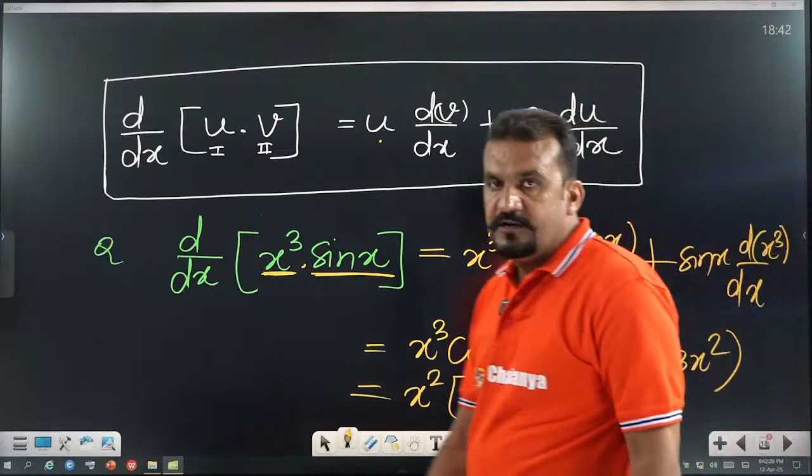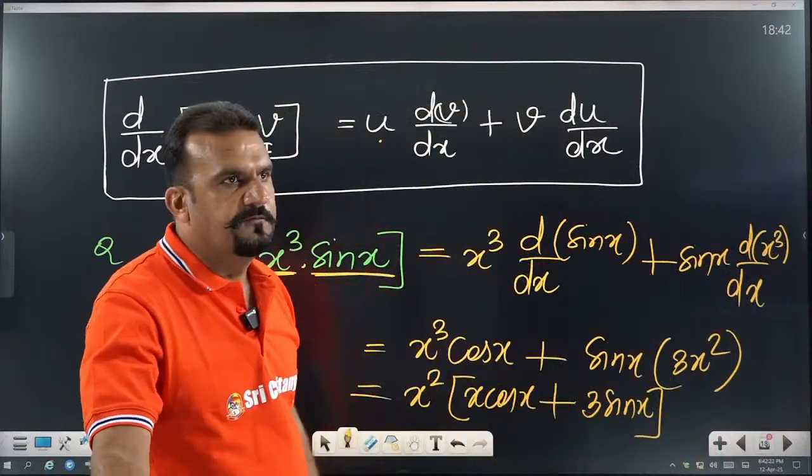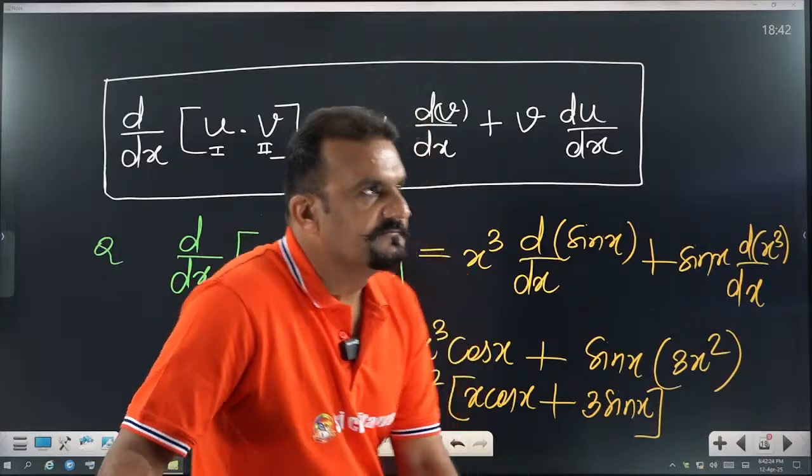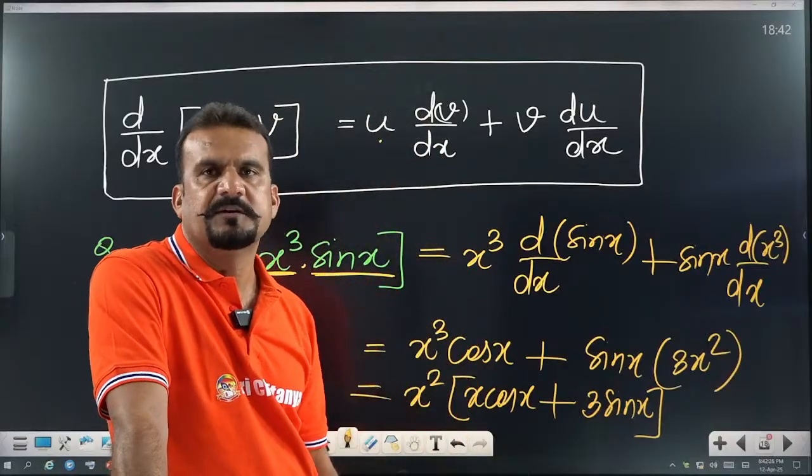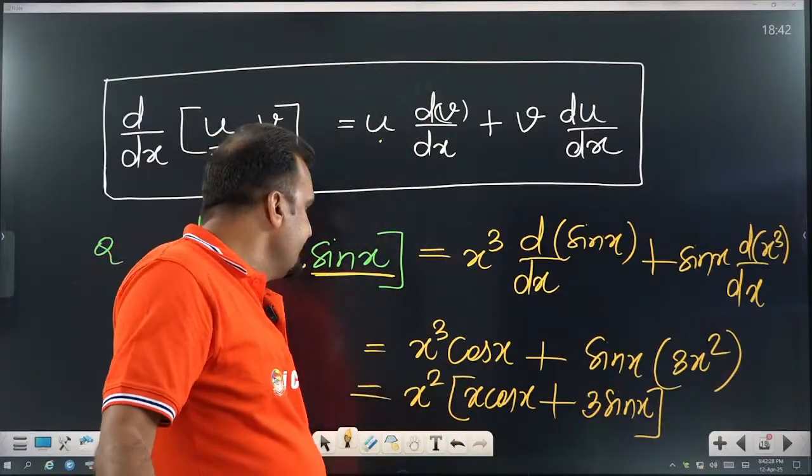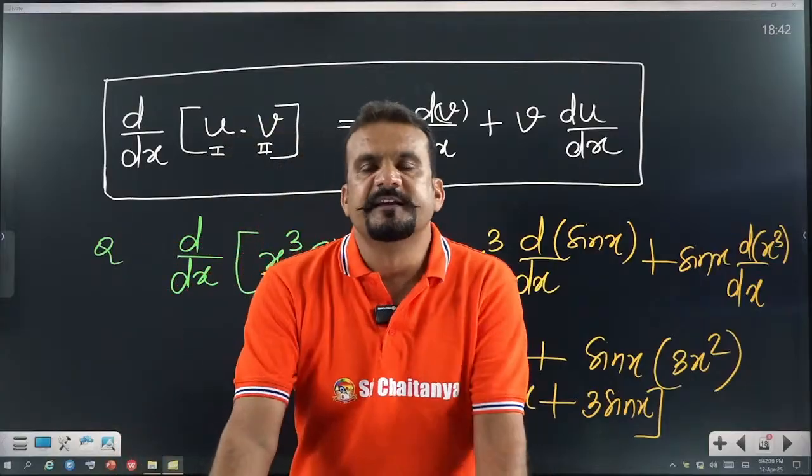So this is called differentiation of a multiplication of functions. This is also an important rule. Sometimes it can be used. So I think that is sufficient for today's lecture.